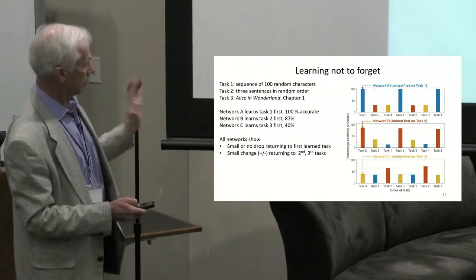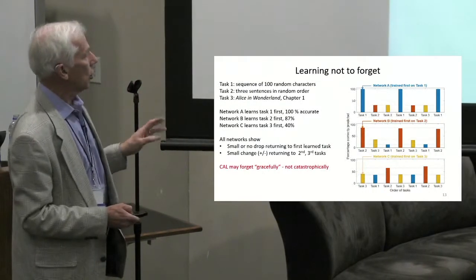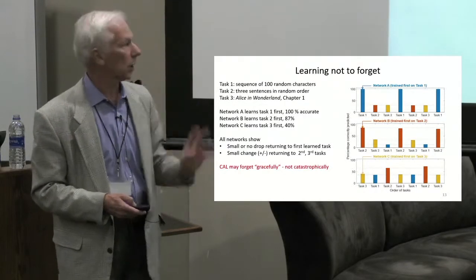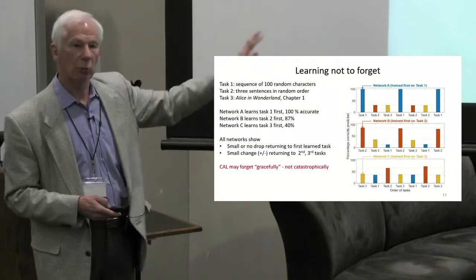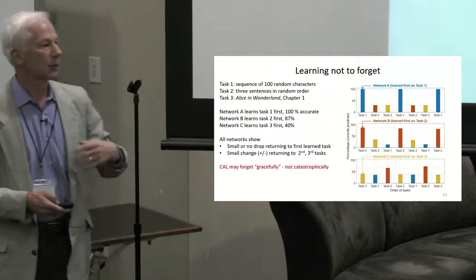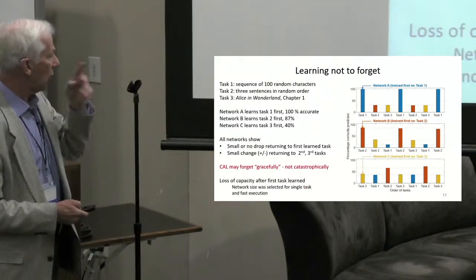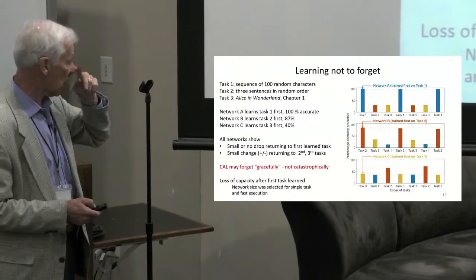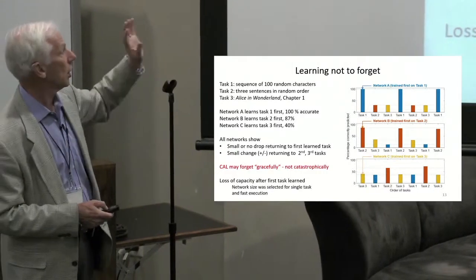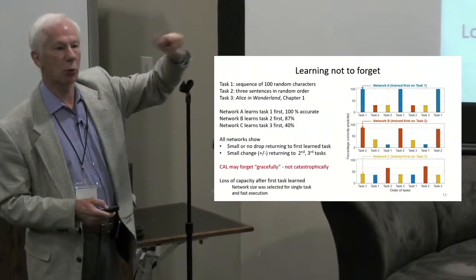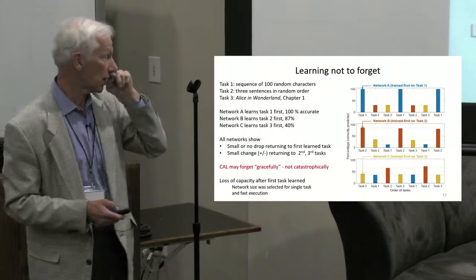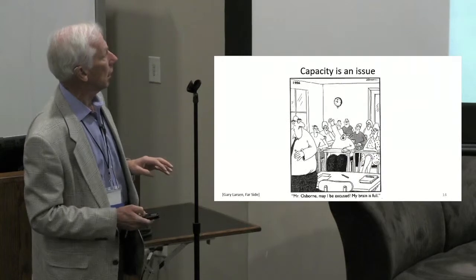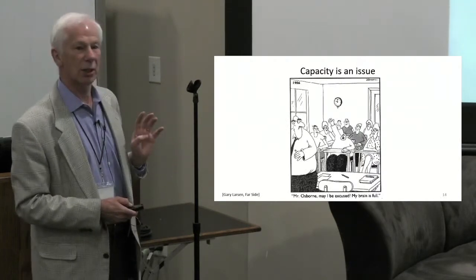So returning to the other tasks, the network is certainly not forgetting catastrophically, in this example anyway. It is what I would call a graceful forgetting, sort of gentle aging. There is, however, a loss of capacity, and what we have to study is just how many tasks can be learned. This was based on our experience of learning one task, what size network is needed for a single task. So we clearly need to increase the size of the network. So capacity is an issue.